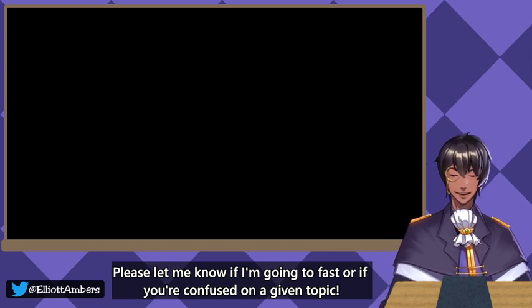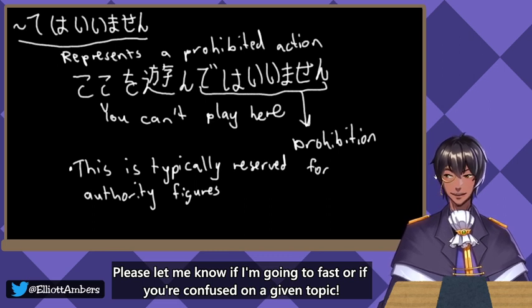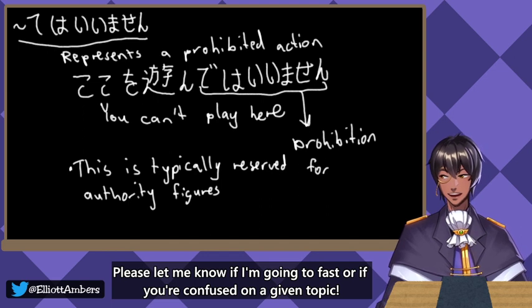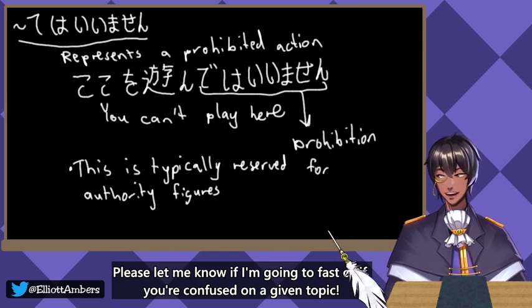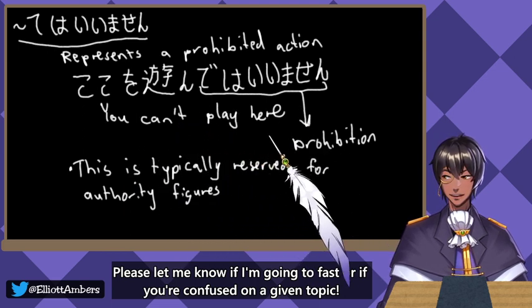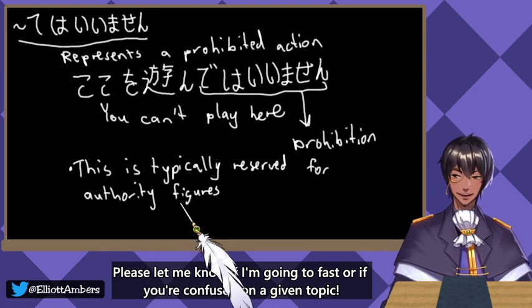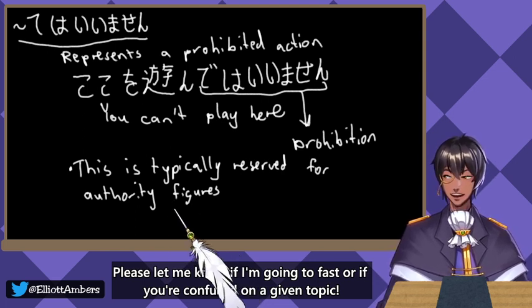Just as a brief reminder of what we can do with it so far, we've talked about how te form lets us ask for permission, or talks about things we can or can't do, how it represents a prohibited action. So if we're telling someone they can't play in a specific area, it's usually something that adults will tell younger people or authority figures will tell to you.